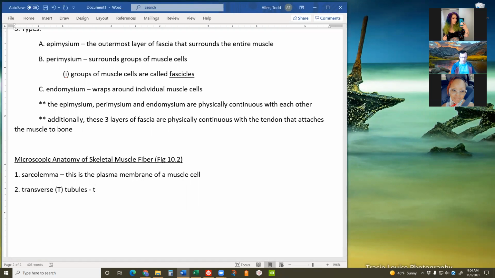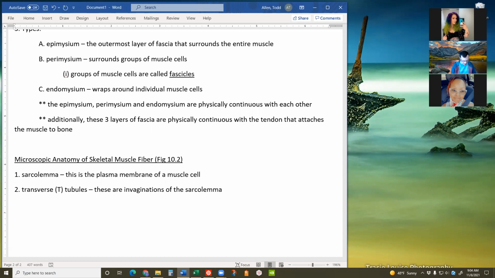So T-tubules are invaginations of the sarcolemma, meaning they're inward extensions of the plasma membrane of a muscle fiber.